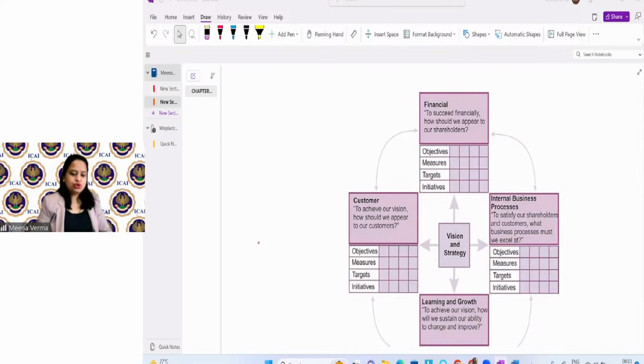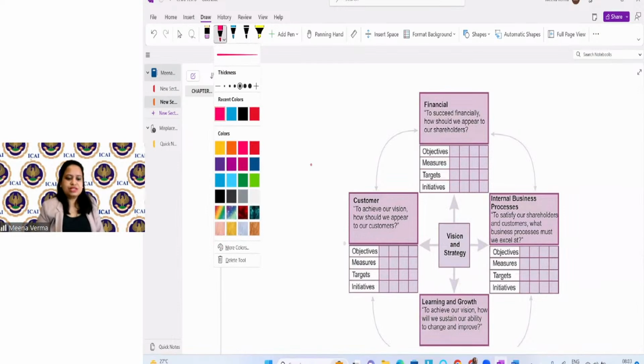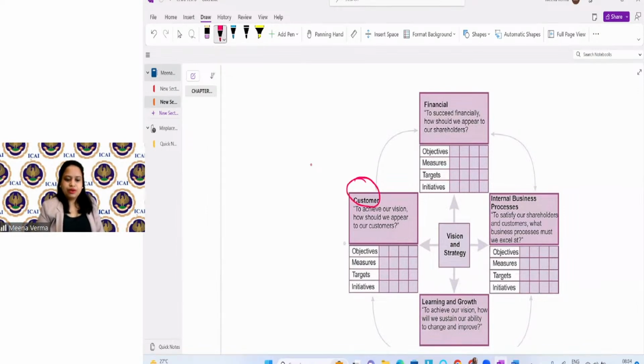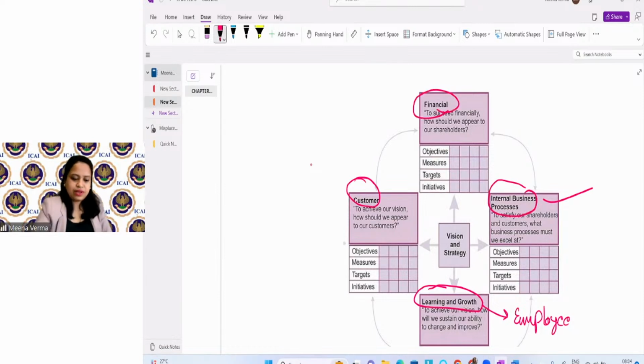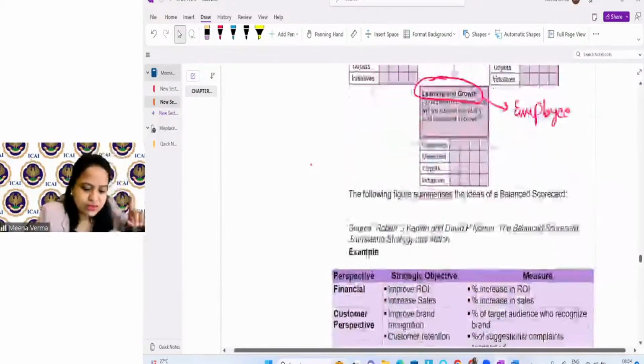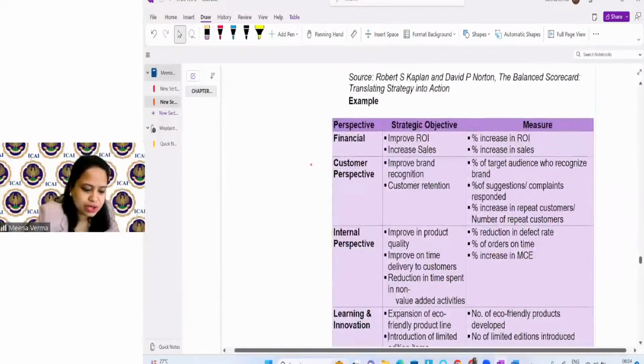Okay, so if you will see here, what do we want to achieve? First is the customer. Second is learning and growth of whom? Employee. Then improving the internal business process. Then achieving the financial goals of the company. These are the 4 things that we will cover here. I'll tell you these topics in detail.